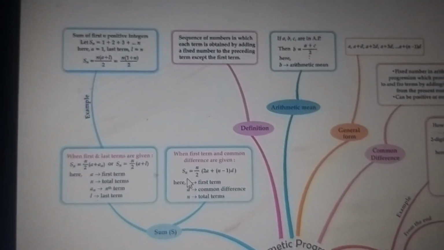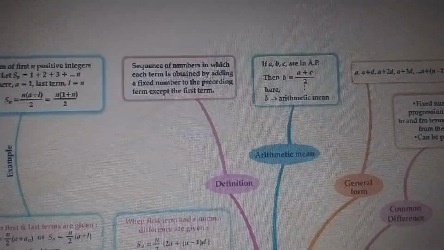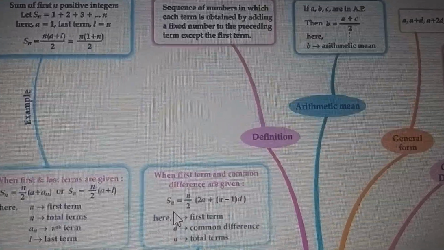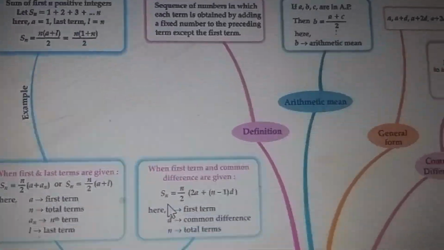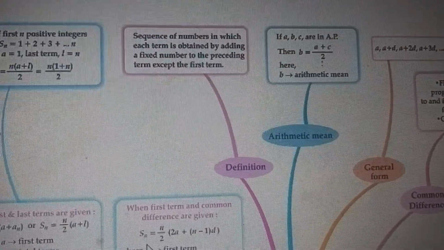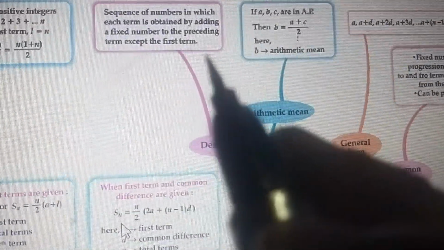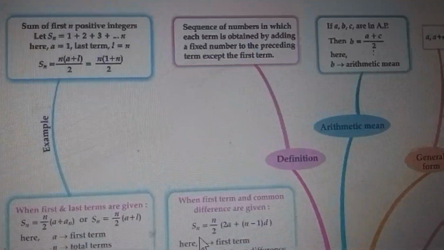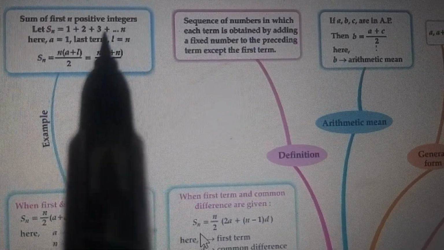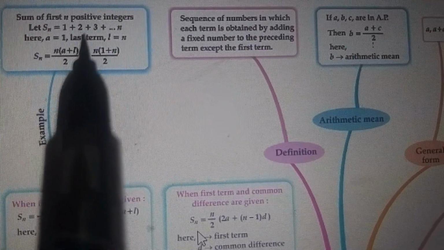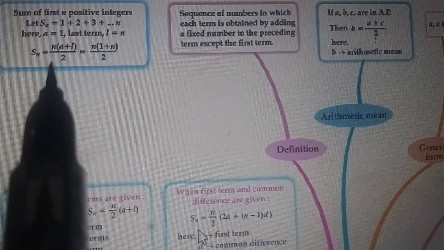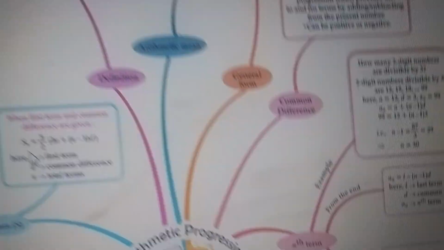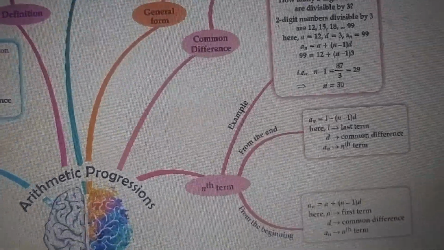Okay, now the definition of arithmetic progression: a progression is a sequence of numbers in which each term is obtained by adding a fixed number to the preceding term, except the first term. The sum of the first n positive integers is Sn equal to 1 plus 2 plus and so on up to n, and Sn equal to n(n plus 1) by 2. Okay, like this arithmetic progression.